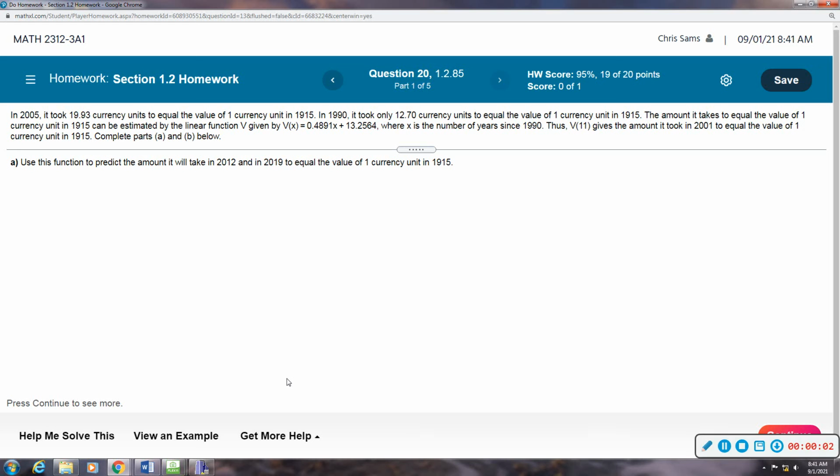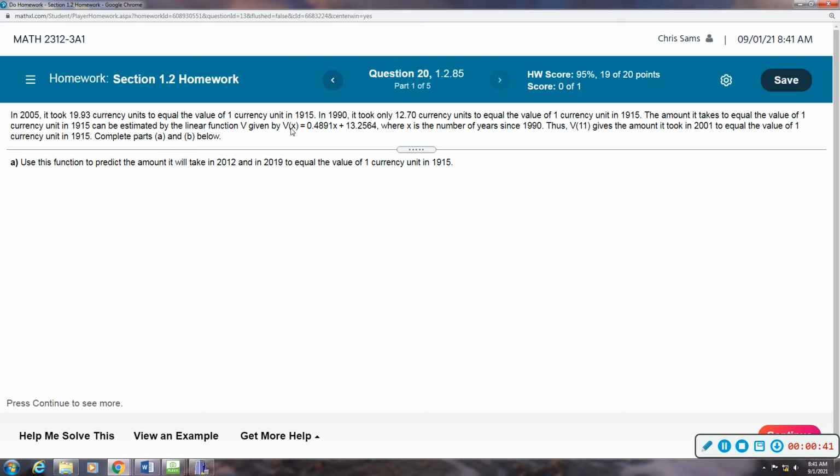Okay, so number 20, it says 5 parts, but they give us this really complex worded sentence. It just says in 2005, it took 19.93 currency units to equal the value of 1 currency unit in 1915. So they're converting money, and then you have several other transformations. They tell you in 1990 it took 1270 to equal the value in 1915, and the amount it takes to equal 1 value of currency in the unit 1915 can be estimated by this function.